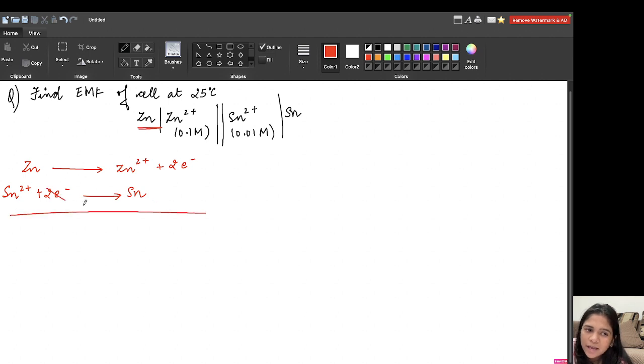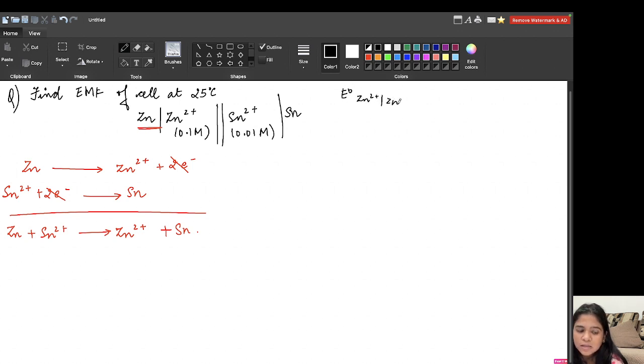Write the overall cell reaction. 2 electrons are getting cancelled. You are getting Zn plus Sn2 plus is giving you Zn2 plus and Sn. Now we need to find the EMF of the cell, right? And there are two more things which are given. E naught of Zn2 plus and Zn is given to you as minus 0.76 volt, and E naught of your Sn2 plus and Sn is given to you as minus 0.14. So both are reduction potential only, right? So just apply the formula directly.